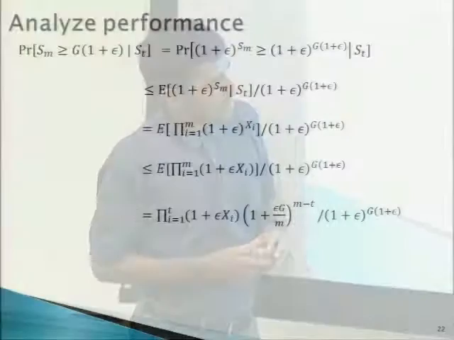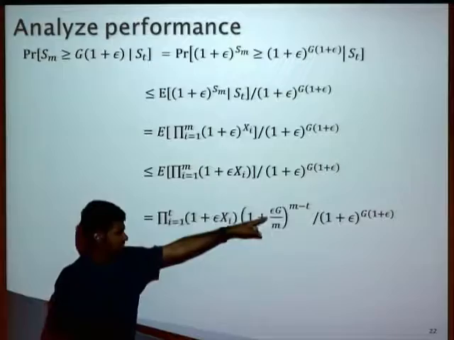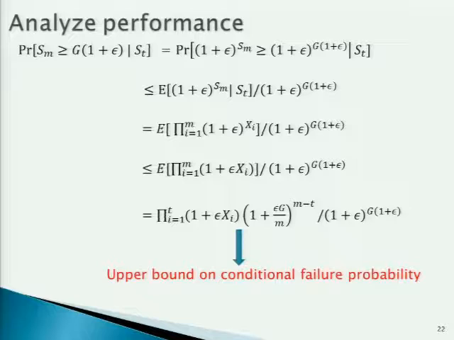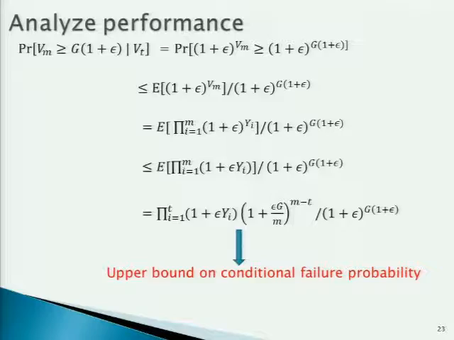Now I'm conditioning. So this probability is basically conditioned on what has happened in the first t steps. So x_1 to x_t are no more random variables. The remaining things are random variables, and then I take an expectation for x_i. I told you that the expectation for x_i is just G by m, so it's epsilon times G by m. So this is basically an upper bound on the conditional failure probability of the algorithm, that is, the failure probability that you're going to overspill. You can compute the same quantity for opt. It's the same failure upper bound of the conditional failure probability.